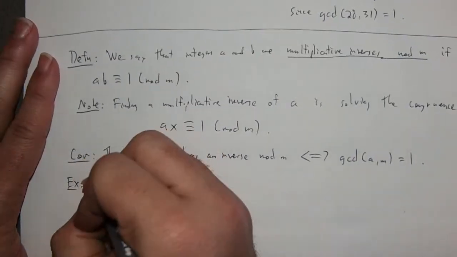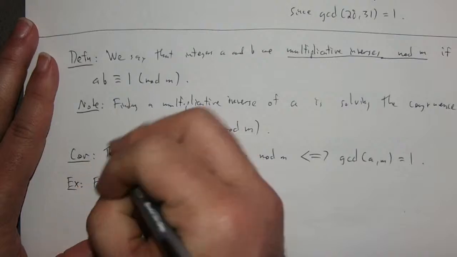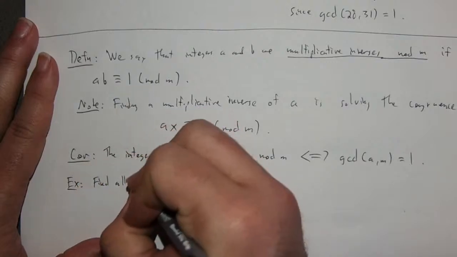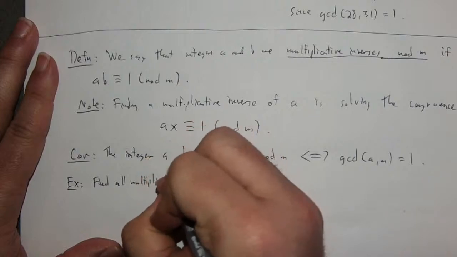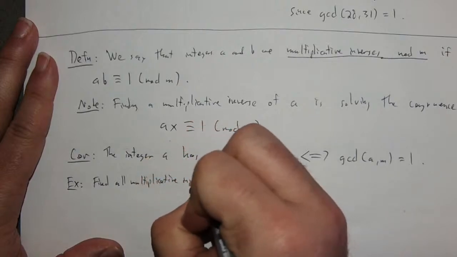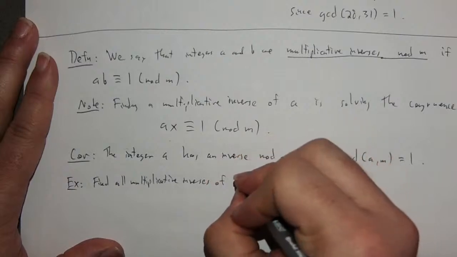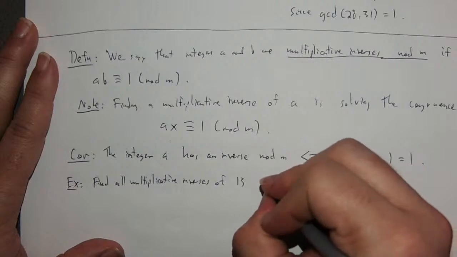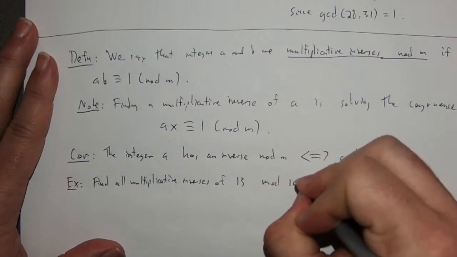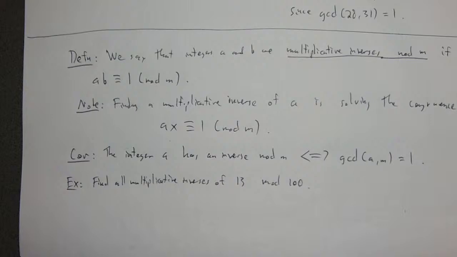So find all multiplicative inverses of 13 mod 100. Now I intentionally wrote this out in a stupid way. So I phrased this as find all. Right?